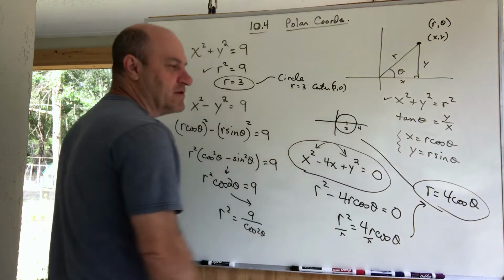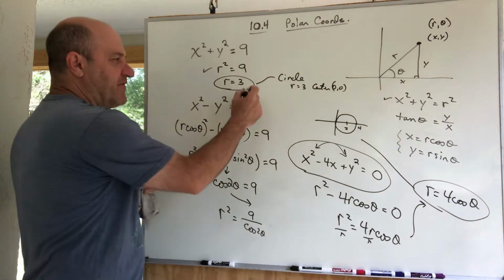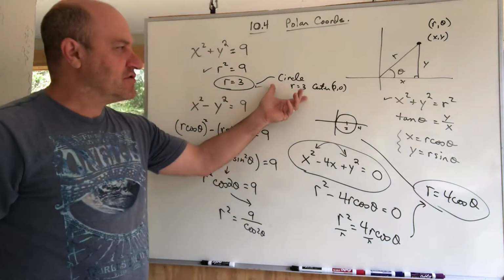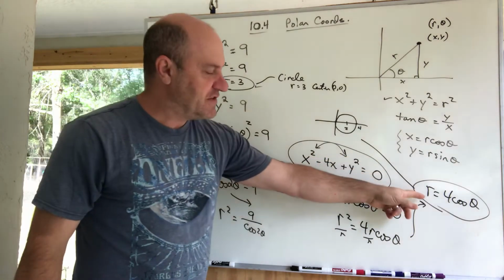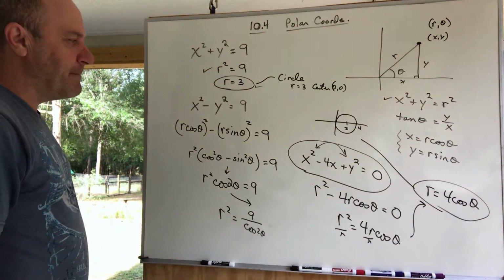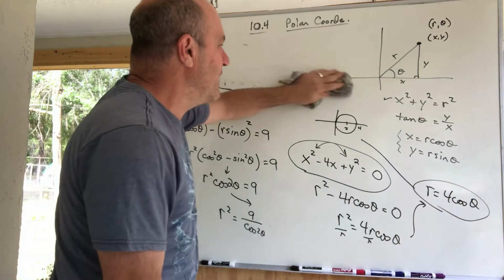So that's kind of a famous polar equation. There's another one. These off-centered circles. This circle's centered at the origin, but this off-centered circle is kind of a famous polar equation. All right, I'm going to keep talking here.